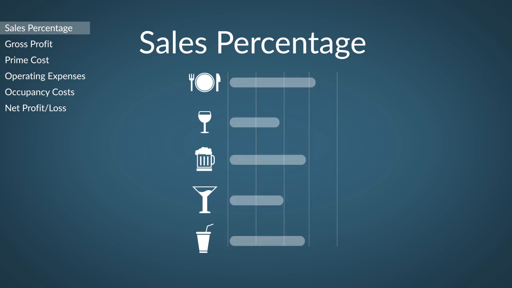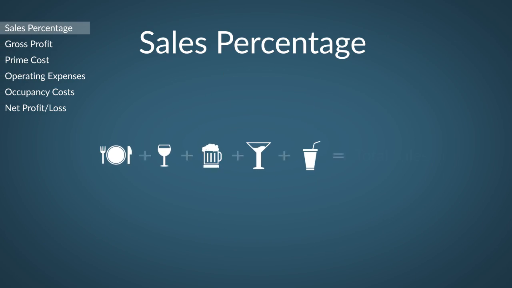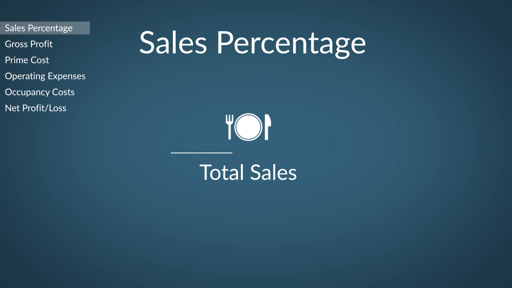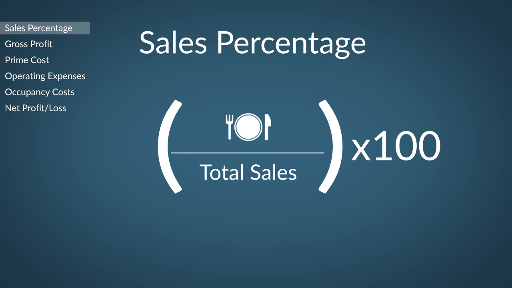You can find the percentage of sales of each of your categories by adding the sales amounts of each of the categories you chose. Divide a specific sales category by your total sales, then multiply the resulting number by 100 to find the percent of sales that category accounts for. Sales percentages are really useful to see where your restaurant's strengths and weaknesses are, and it can give you insight on where your sales are coming from.